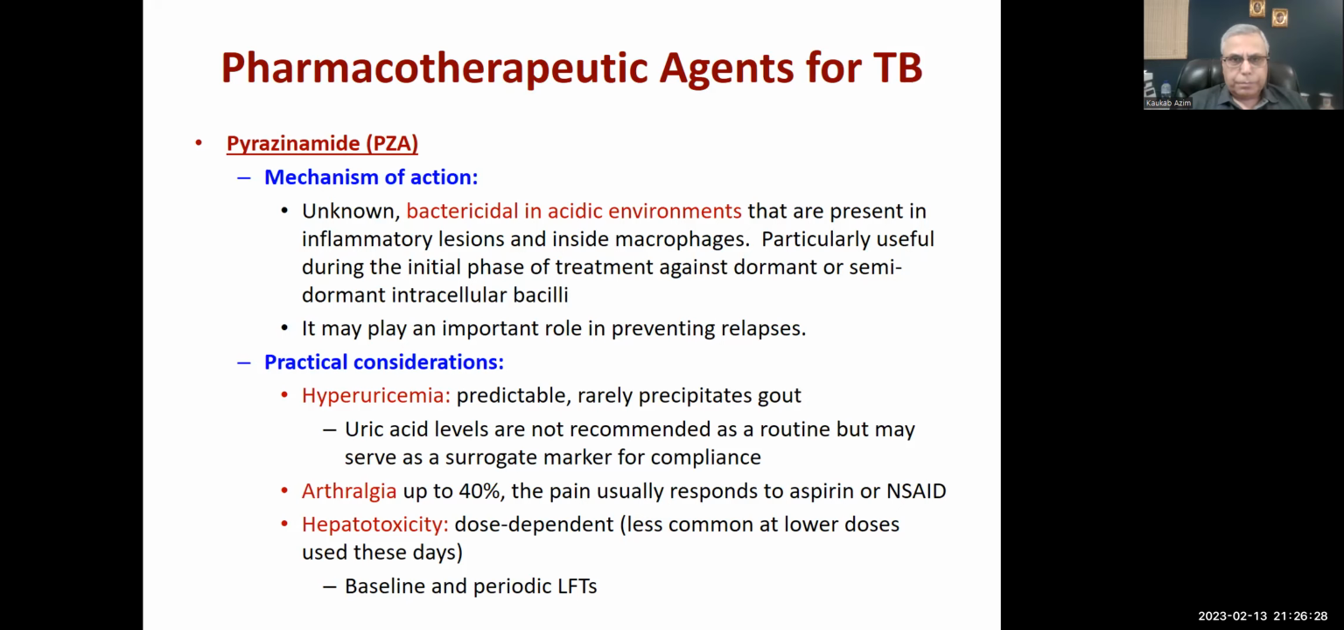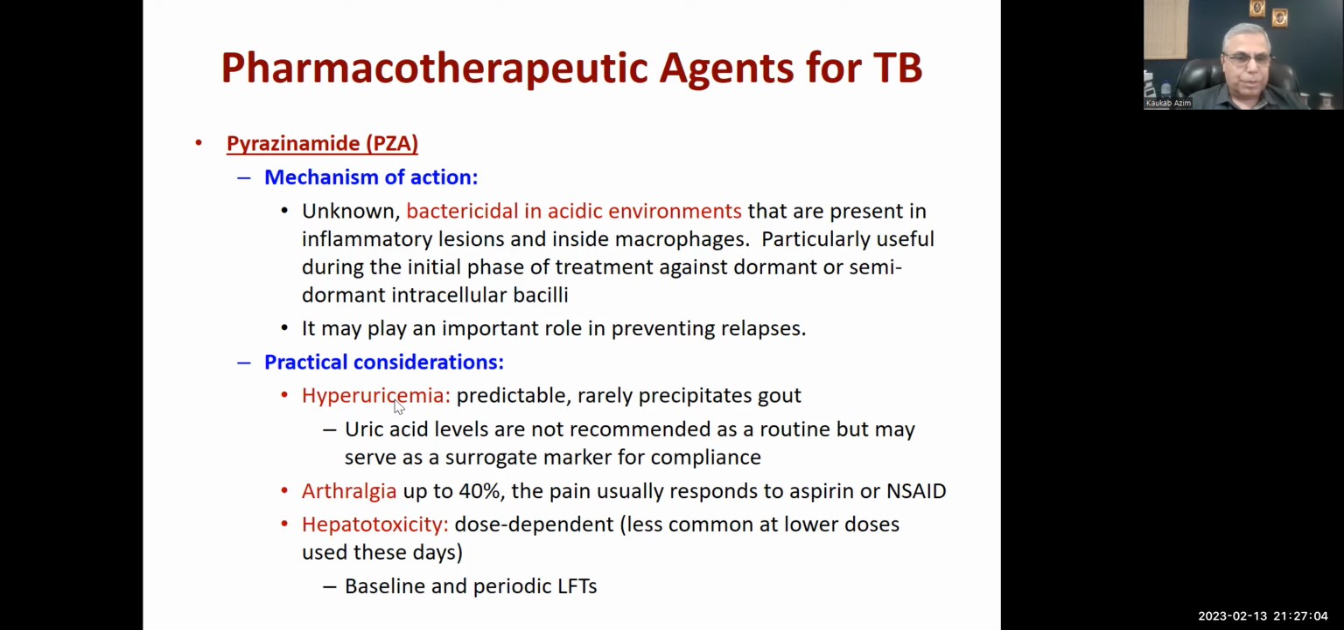Pyrazinamide, it is bactericidal in acidic environment, and when mycobacterium is present, the environment is acidic. So it is a good thing. It will work very well over there. Okay, particularly useful during initial phase of treatment. That is why we give 4 drugs in the initial phase, and it is effective against dormant or semi-dormant intracellular bacilli. Good thing for initial phases. It may play an important role in preventing relapses.